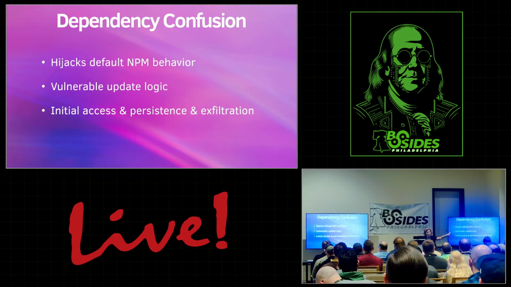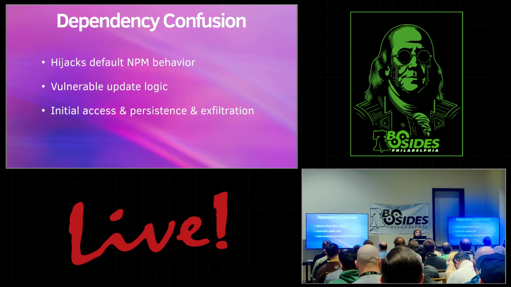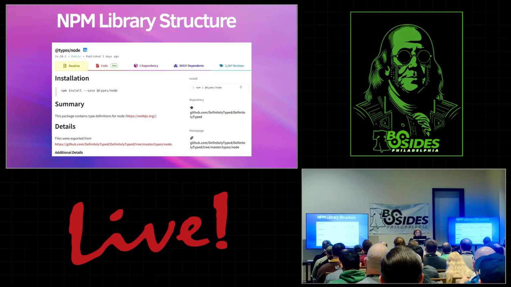So again, this hijacks the npm default behavior. It utilizes the vulnerable update logic: as long as it's one version higher, even a minor version, it will pull that package regardless. So this is a really useful technique for initial access. Sometimes these libraries are exposed publicly and you're able to hijack that externally. You can use it for persistence, where every single time that build pipeline is run, it will spawn a beacon. And additionally, you can exfiltrate data like we did in this example.